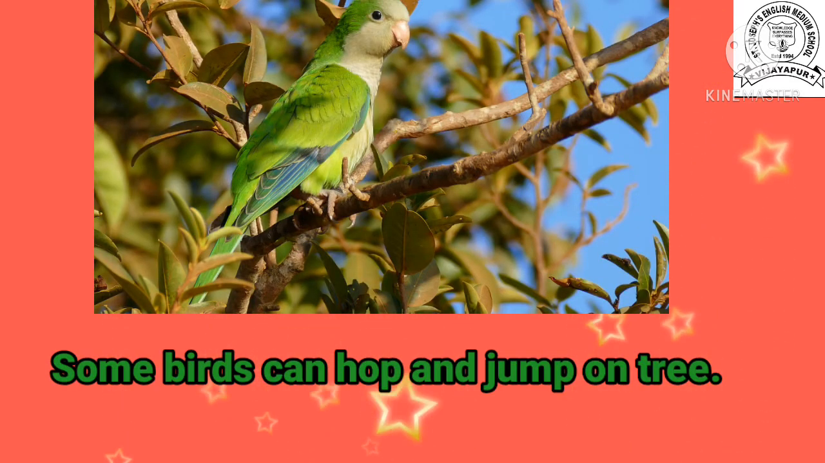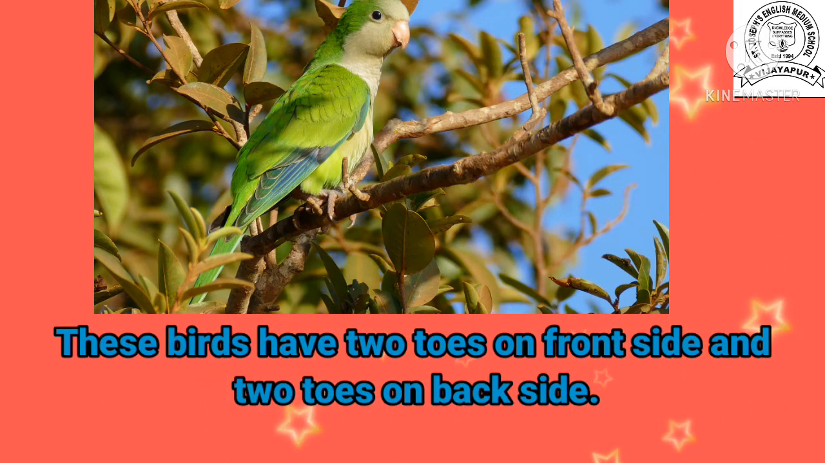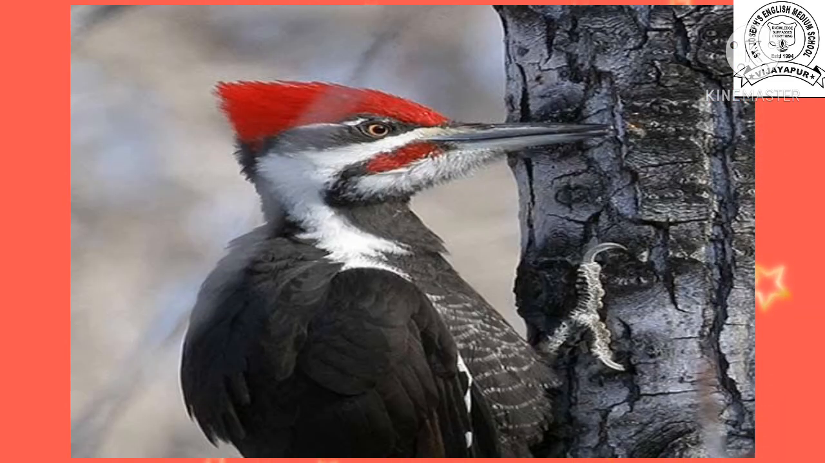How is it possible children? Because these birds have 2 toes pointed forward and 2 toes pointed backward. This arrangement helps support the bird as it climbs up or down on the bark of a tree. You can see the parrot and woodpecker. Woodpecker, you see, it can make a hole in a tree bark. At that time it can hop on a tree branch, and parrot also. So this type of birds are called climbing birds.